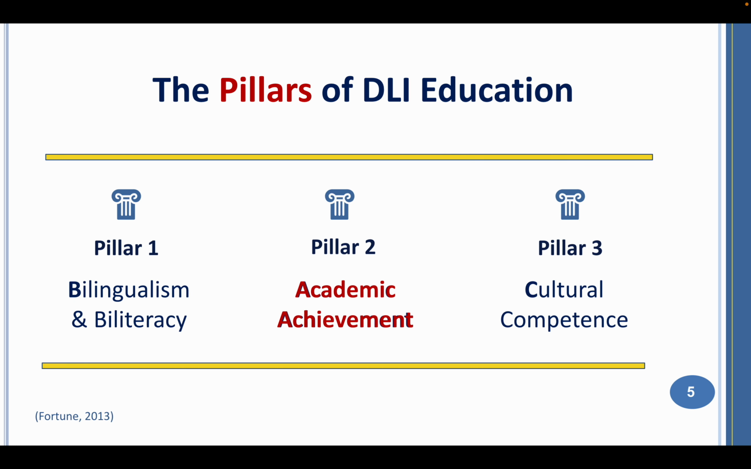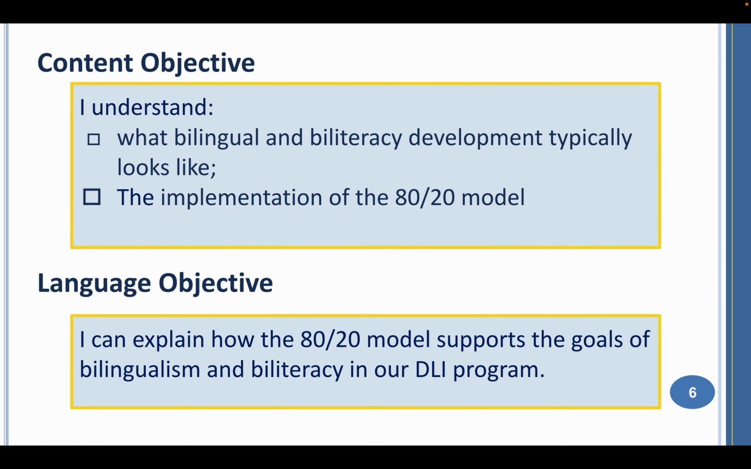Session 1 focused on academic achievement and cultural competence, so today's session will be on bilingualism and biliteracy. Here are the content objectives for today. We hope that by the end of this session, you will understand what bilingual and biliteracy development typically looks like, and the implementation of the 80-20 model in APS. The language objective is that you will be able to explain how the 80-20 model supports the goals of bilingualism and biliteracy in our DLI program.